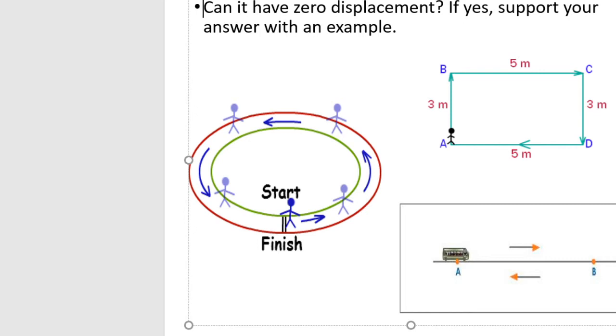Okay. And the last example is also the same. Suppose this bus travels from A to B and then travels back to A, which means the bus has traveled some specific distance. But what about the displacement? The displacement is going to be zero, because the bus has started from a point A and come back to the same point A. So that's why the displacement is going to be zero, right?